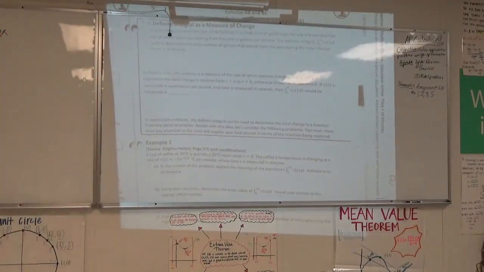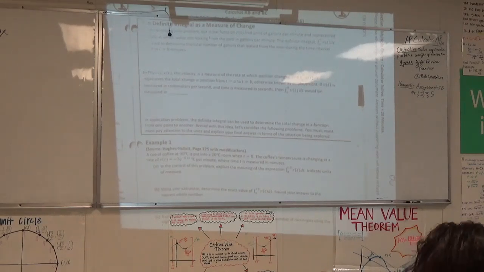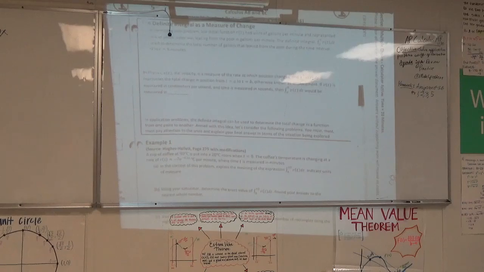So, Andrew, can you read this for me? The definite integral of the graph of f of x, on the x-axis, with respect to x, from a to b. It's the definite integral of f of x with respect to x from a to b. Everybody okay? Yep.